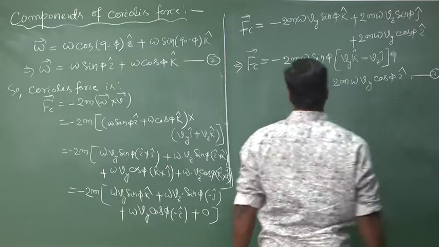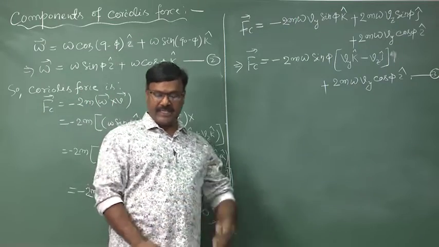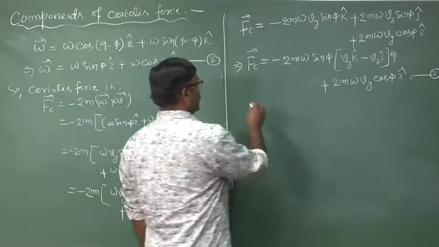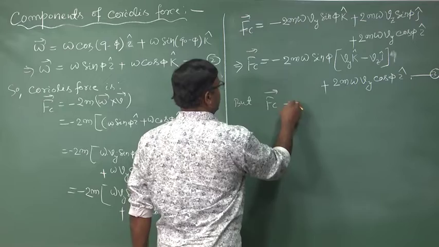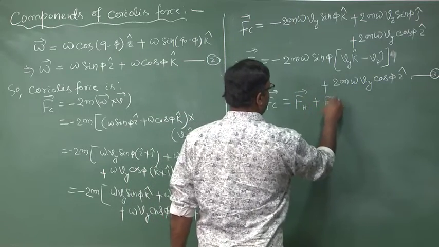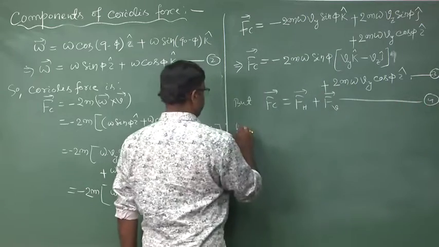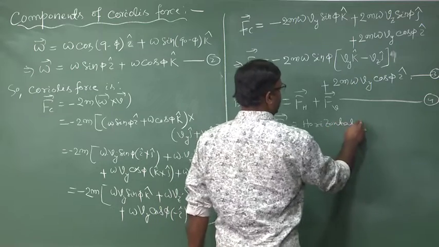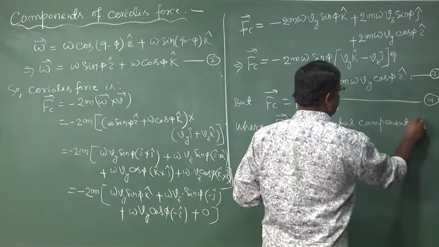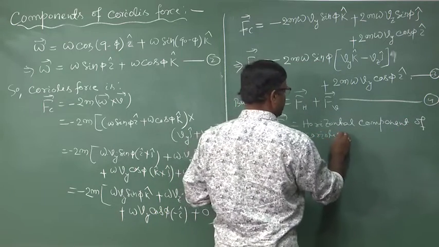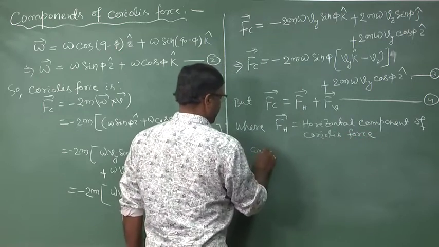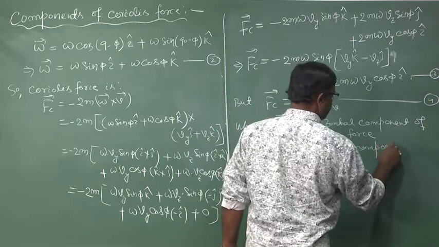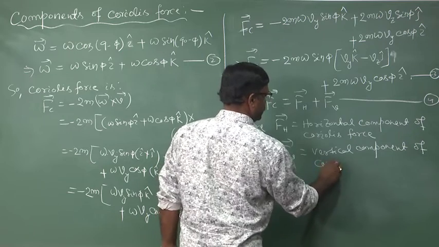Let this be equation 3. But in terms of its rectangular components, we can express the Coriolis force as Fc is equal to Fh plus Fv, where Fh is equal to the horizontal component of Coriolis force and Fv is the vertical component of Coriolis force.